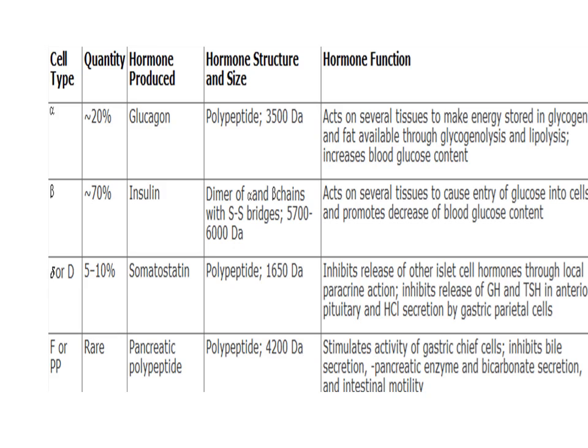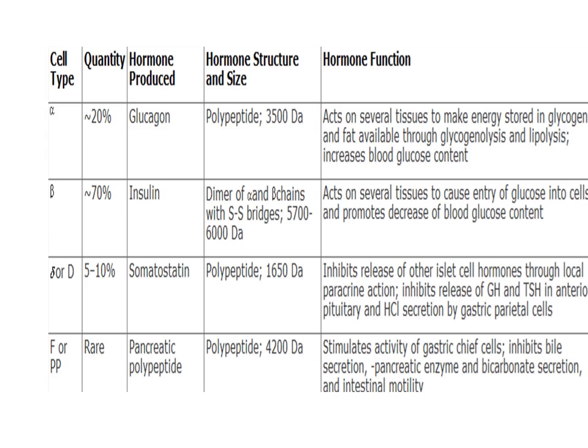Glucagon acts on the stored glycogen and fat available through glycogenolysis and lipolysis. They increase the blood glucose. You will do more details in physiology, I hope. And insulin acts on several tissues to cause entry of glucose in it. It promotes the glucose absorption, so it reduces the blood glucose levels.